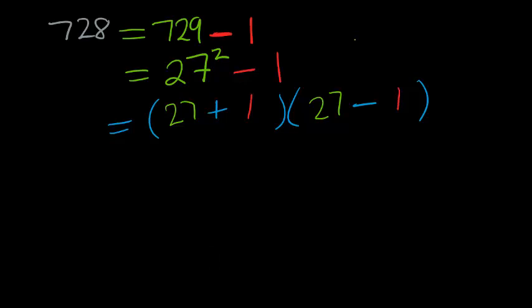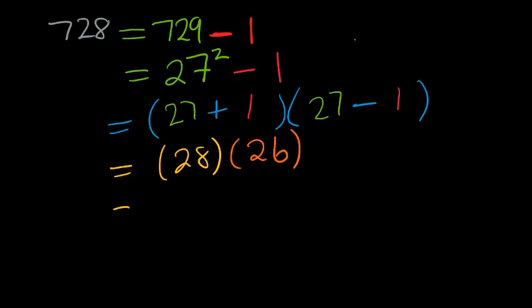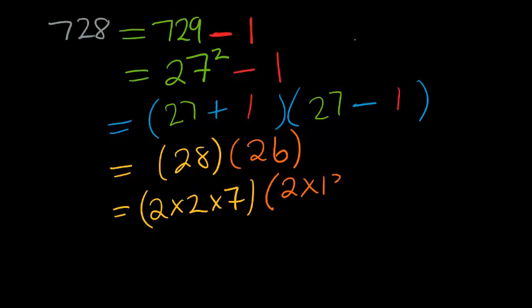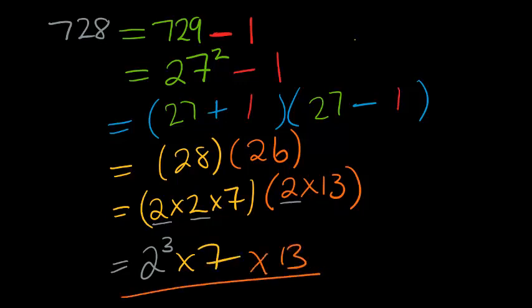I am going to take my first bracket and add my terms. 27 plus 1 is equal to 28. And my second bracket, 27 minus 1 is equal to 26. Now I am going to factorize: 28 is equal to 2 times 2 times 7, and 26 is equal to 2 times 13. Now I look at like terms. 1, 2, 3 twos. So it's 2 to the power of 3 times 7 times 13. That's my final answer.